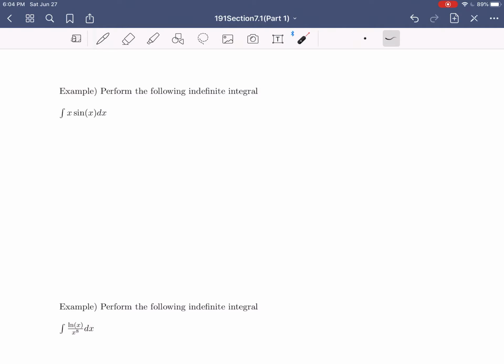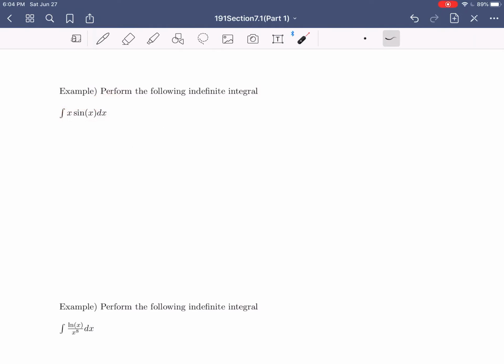Why is this a classic integration by parts? Because we have a product, a product of x and sine x. We cannot just distribute the integral. We can't just say that this is going to be one half x squared times the integral of sine x, which is negative cos x. It doesn't work like that. You can't distribute integrals over products.